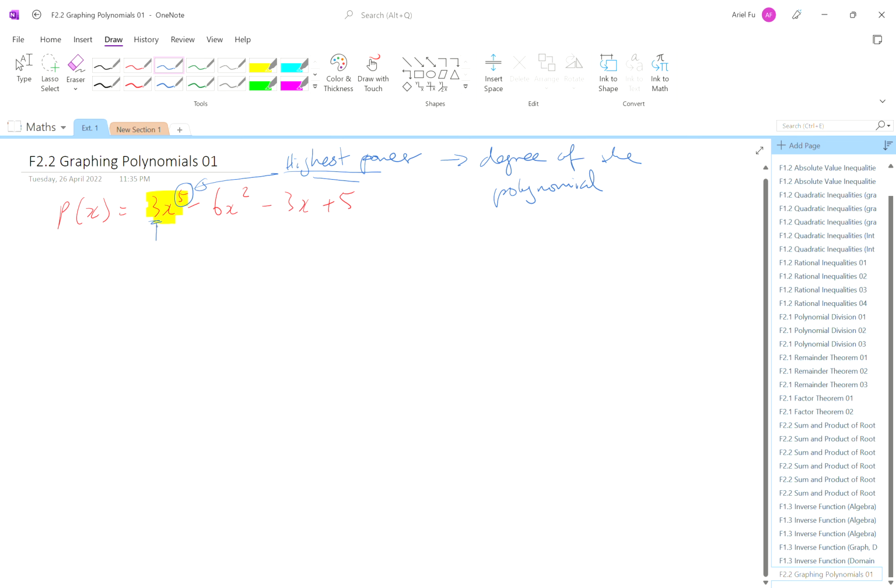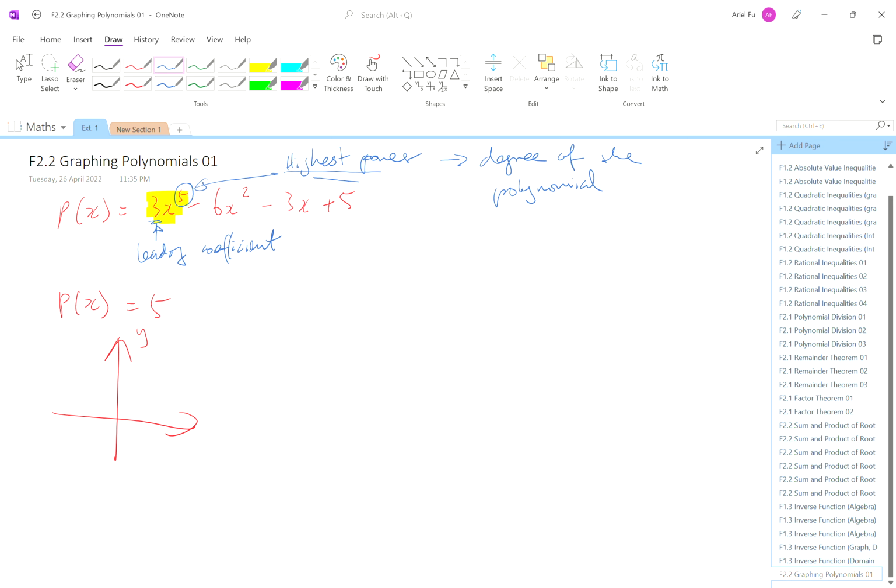Now, this one is the leading coefficient. That's important because it's going to tell me the shape, the end behavior of the two ends of the polynomial, if you will. For example, there's a couple of things you need to know. If you have p of x equals a constant, let's say 5, you are going to get y equals 5, because p of x is y, right? You're going to get y equals 5.